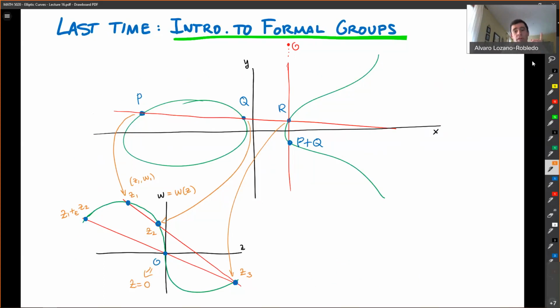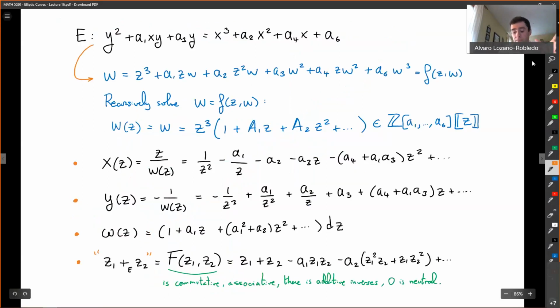In this change of variables, O is at (0, 0), so the z value is 0. So our O is 0 there in the maximal ideal, and it has all these properties. So, as mathematicians do, now take this and formalize it, talk about it in abstract terms, and see how much mileage we can get out of it.